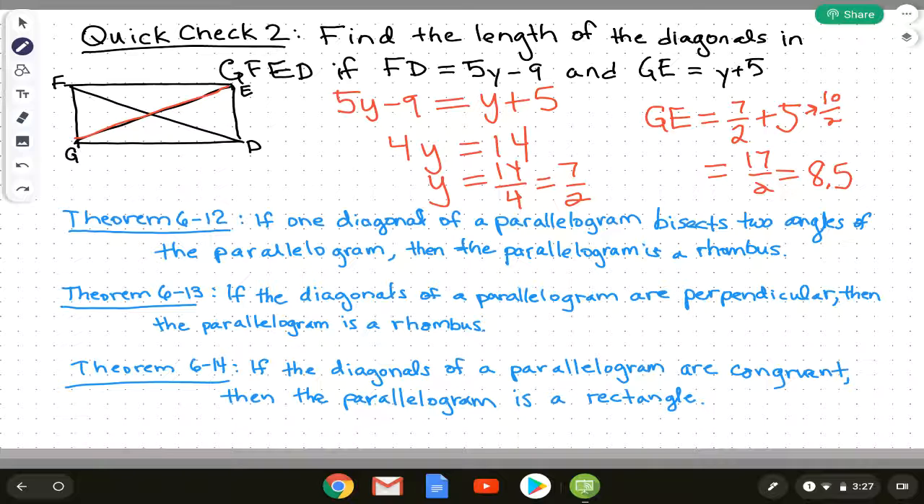Okay, Theorem 613 says, if I have diagonals of a parallelogram that are perpendicular to each other, then the parallelogram is a rhombus. So that's the converse of the second one we saw, 610. And then the last one is the converse of 611. If the diagonals of a parallelogram are congruent, then the parallelogram is a rectangle. So we're going to be looking for the first part, the hypothesis, and if we can find that that's true, then we'll know that the parallelogram is a certain type.